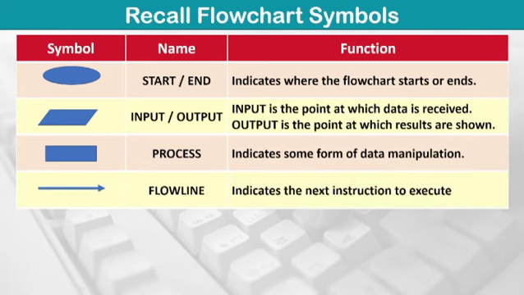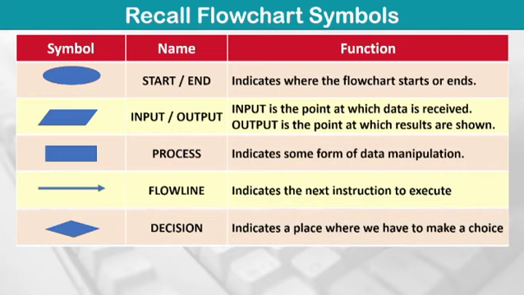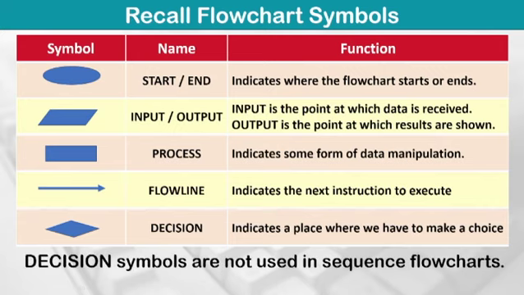There is one more symbol, a symbol which we are not going to use in this lesson. It is a diamond shape. It represents a decision box. It indicates a place where we have to make a choice, hence allowing us to divert from the sequence. Decision symbols are not used in sequence flowcharts.